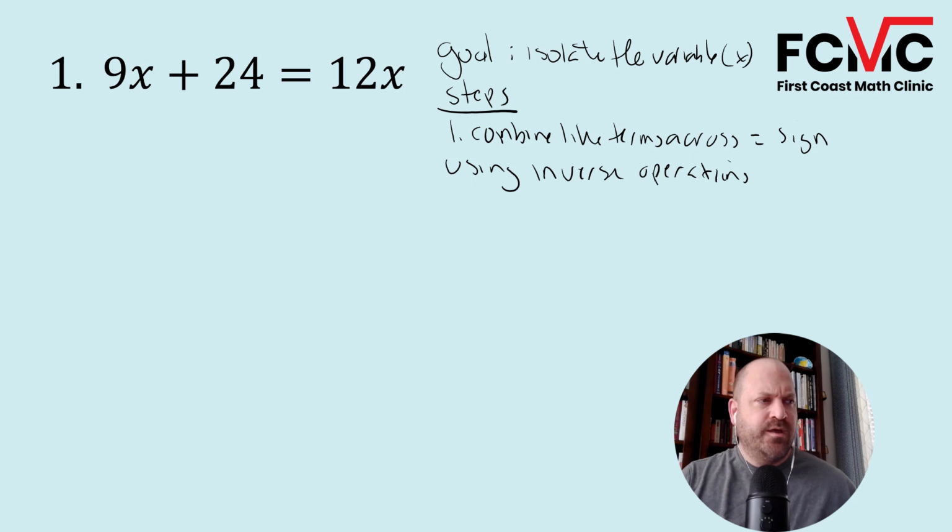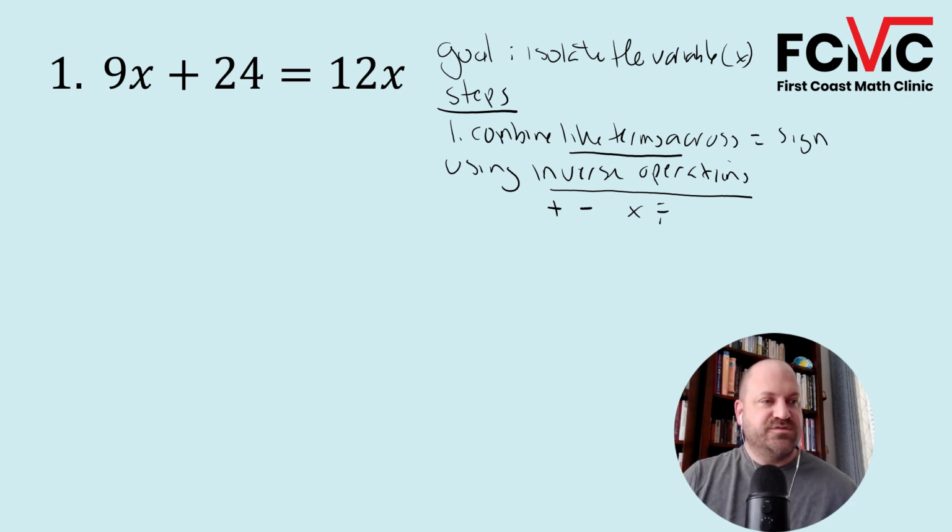Now we know from previous videos that inverse operations are operations that undo each other. So think like addition and subtraction or multiplication and division. And we know like terms are terms with the same variable raised to the same power. So if we're looking at our terms, we've got 9x, 24, and 12x. Of those three, which two are our like terms? Well, that's going to be the 9x and the 12x.